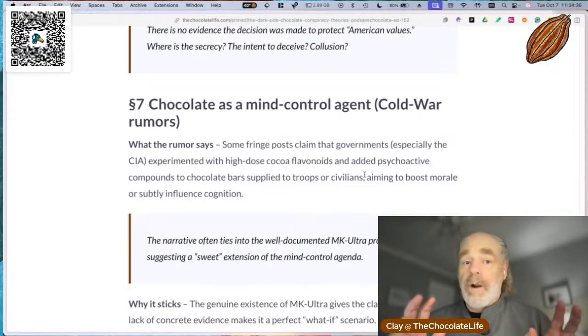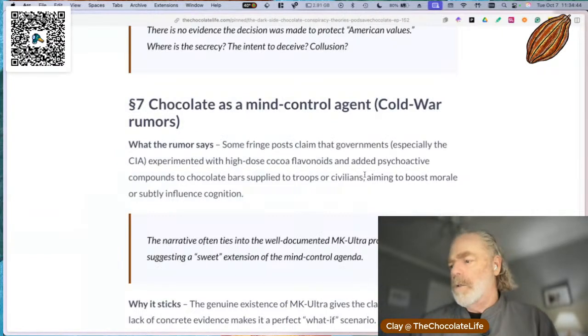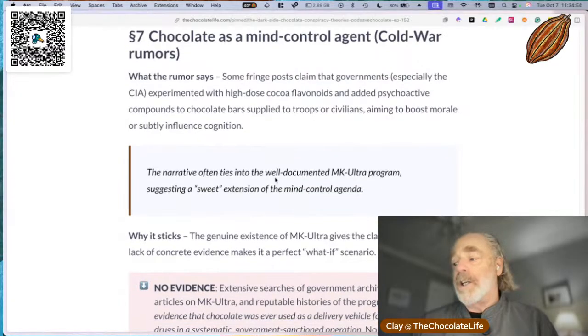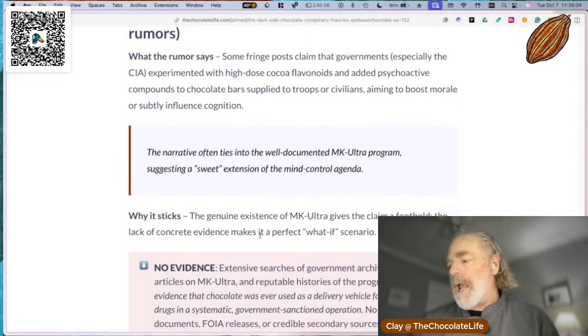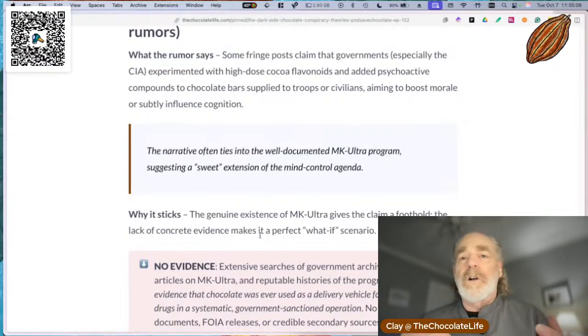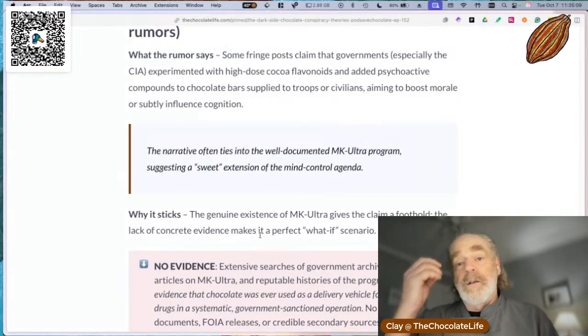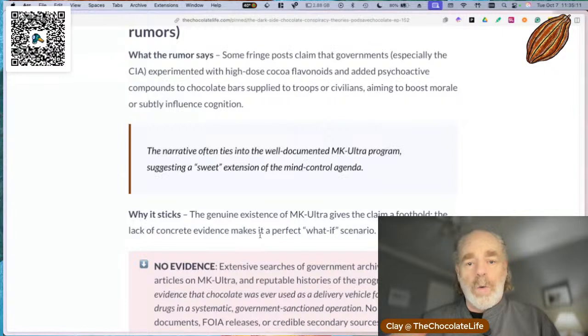bars. Now, there was a lot of work, MK Ultra is happening around this time. There was a lot of work being done to figure out how we could influence people's decision making, right? So to chocolate bars supplied to troops or civilians, aiming to boost morale or subtly influence cognition, right? So that's what the rumor is. The narrative ties into well-documented MK Ultra programs, suggesting a sweet extension of the mind control agenda, right? So why it sticks: MK Ultra was a real thing, right? And we are accustomed to claims that the government is trying to control the way we think, right?